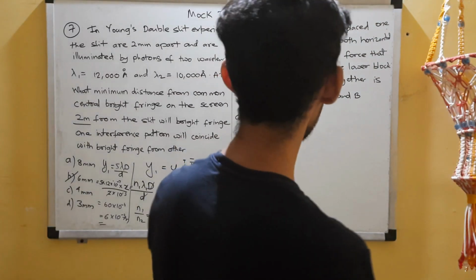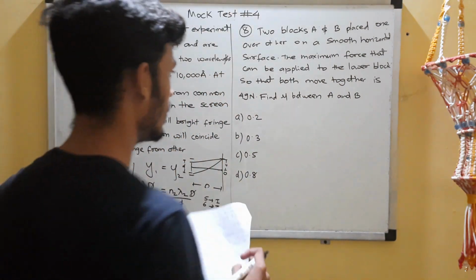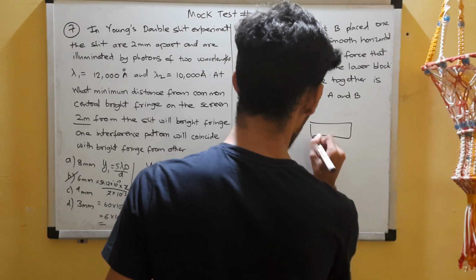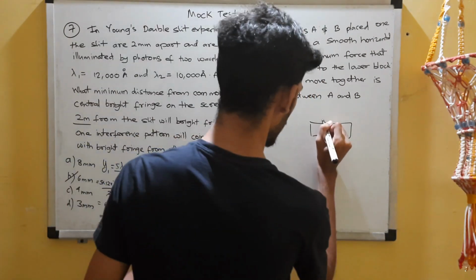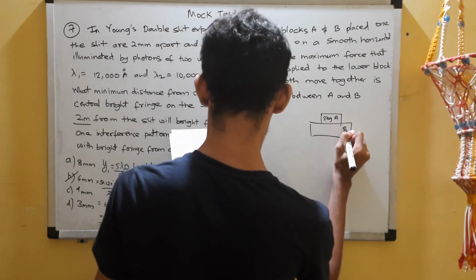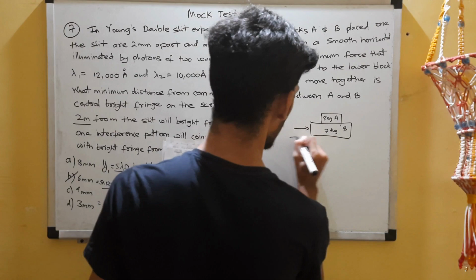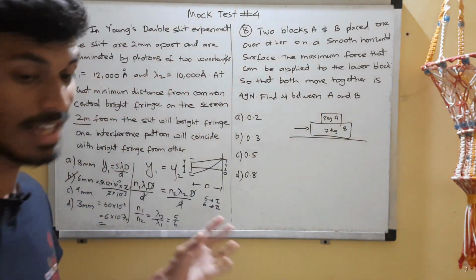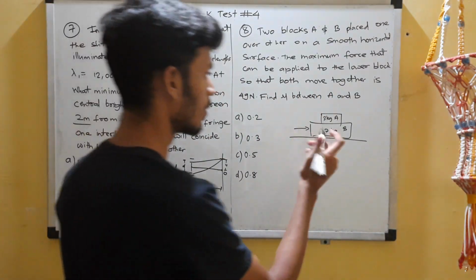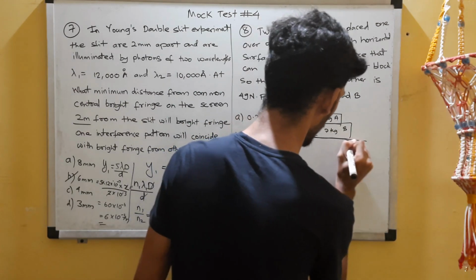Here we have blocks A and B. I think I forgot the diagram, let me draw it. So here we have block A and B. A is of 3 kgs and B is of 7 kgs. We are told that B is placed on a smooth horizontal surface. There is, however, friction between the two blocks.